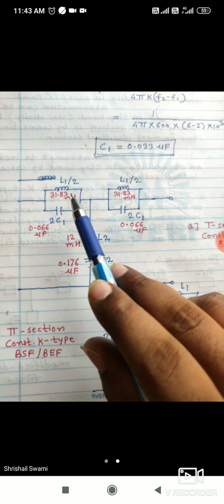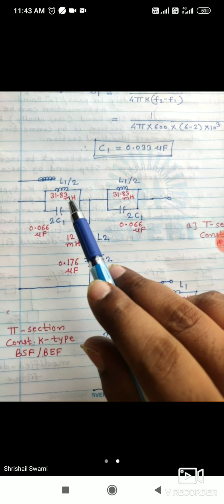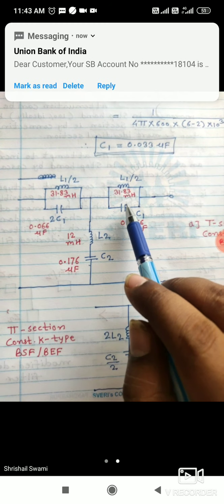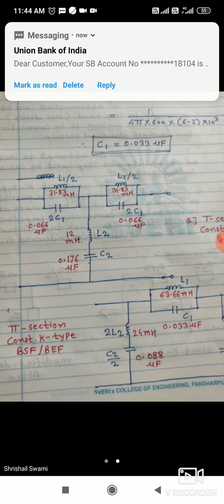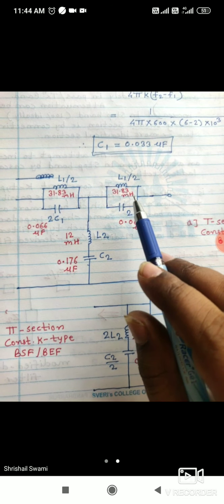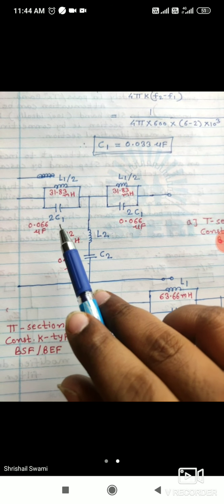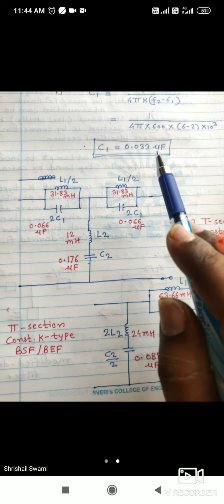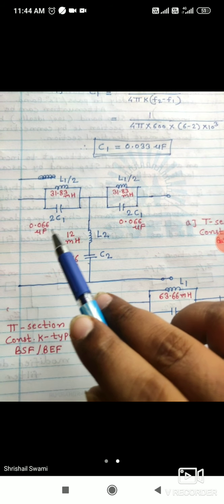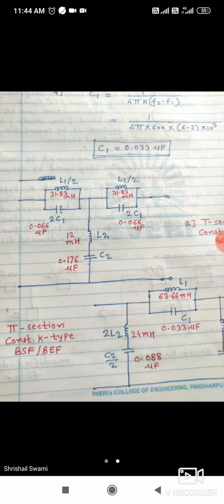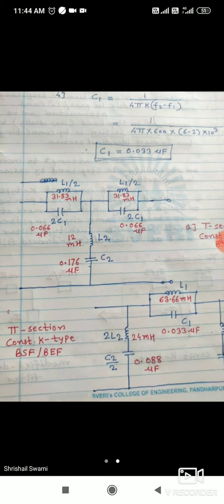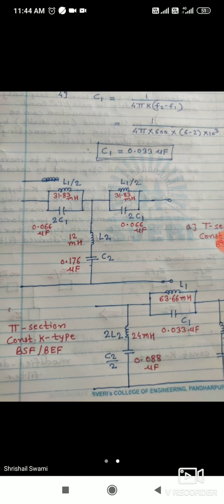So L1 by 2. The L1 value we got is 63.66. You can make it half, that is 31.83 millihenry. And immediately mention it in the diagram. That is 31.83 millihenry. Next, 2C1, 2C1. You can calculate. C1 we got 0.033, multiply by 2, that is 0.066 microfarad. So whatever values you calculate, immediately mention them in the diagram, otherwise you cannot get full marks.